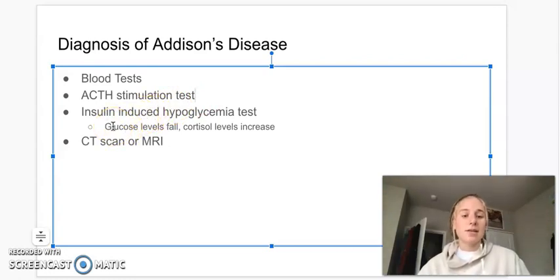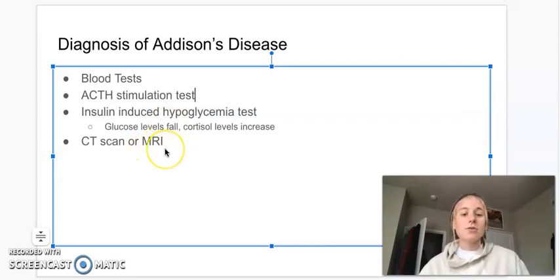Insulin-induced hypoglycemia test. So this is when they inject you with insulin, and this is more so to test if there is a pituitary dysfunction. So with this case, when they inject the insulin, it should signal the ACTH hormone to be released and cause cortisol to be released as well from the adrenal glands. But in the normal person, glucose levels fall and cortisol levels increase. If we see something different, then it could be Addison's disease.